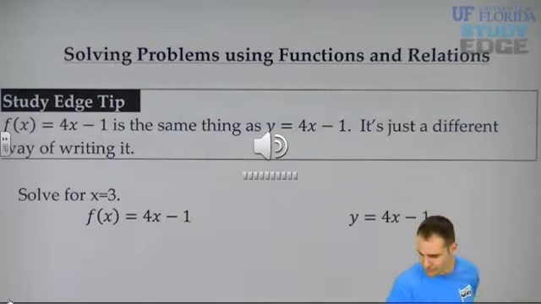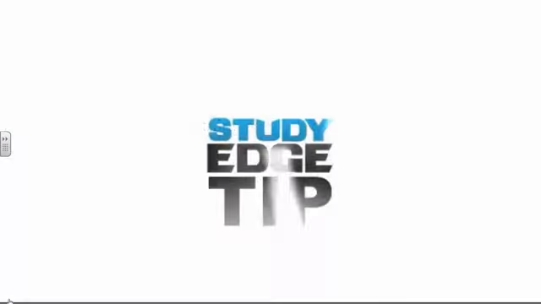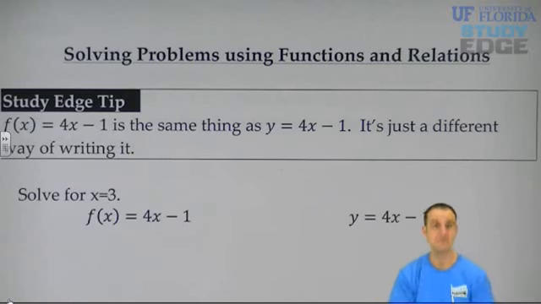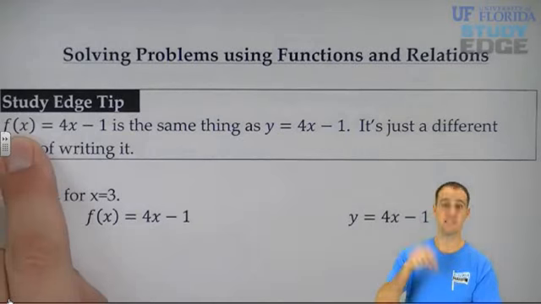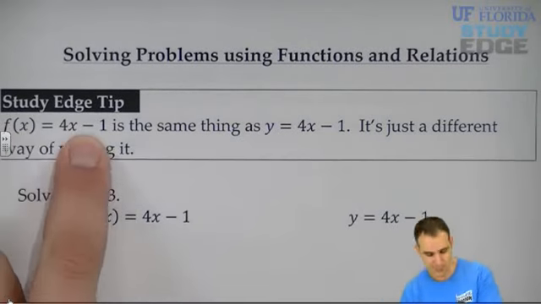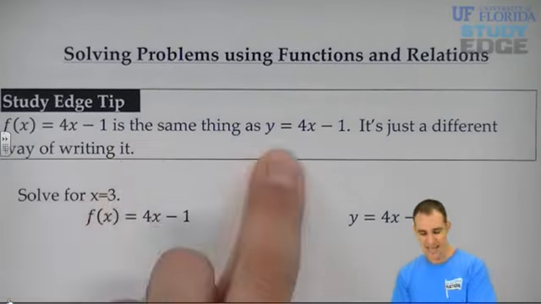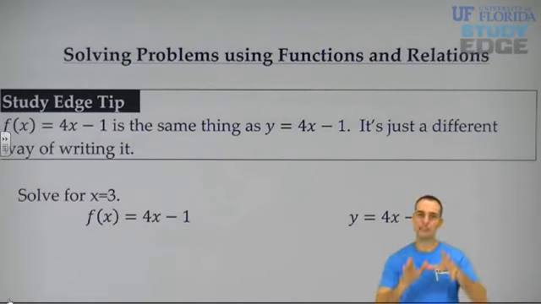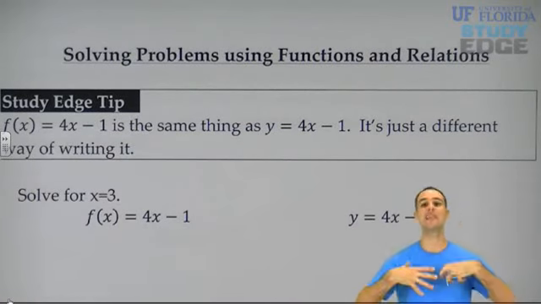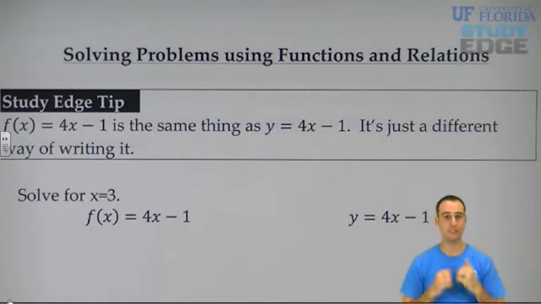Solving problems using functions and relations. Right off the bat, I've got for you a function, f of x. This is how you read this. F of x equals 4x minus 1 is the same as y equals 4x minus 1. It is just a different way of writing it. It is what is known as function notation.